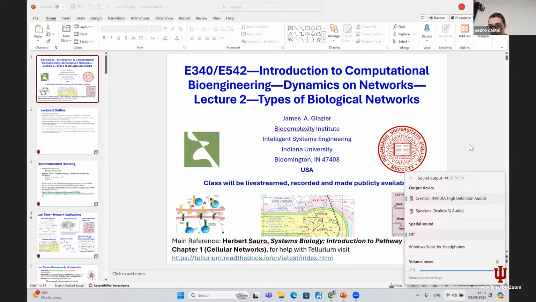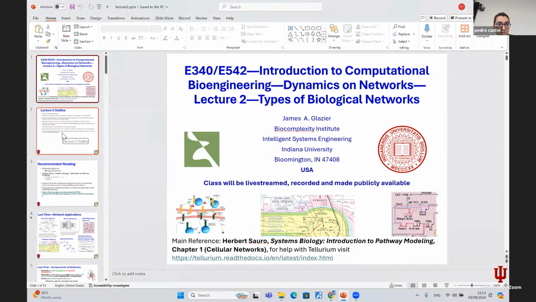And in today's class, we will cover types of biological networks. So, three main types: metabolic network, protein signaling, and gene regulatory networks. They all have their challenges, and we will learn how to abstract them using ordinary differential equations.